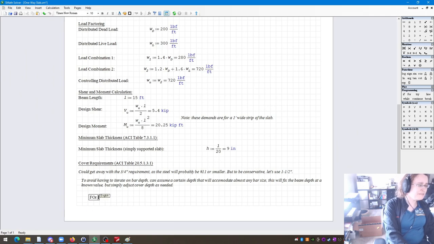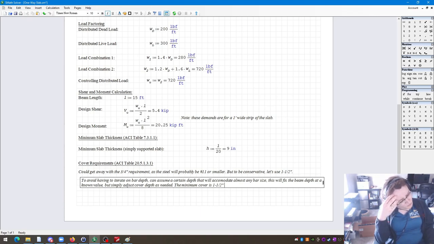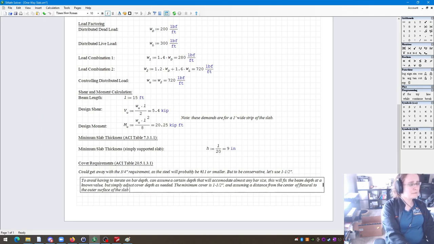So for cover, the minimum cover is 1 1/2 inch. Even that's being conservative, but you can never go wrong having more cover than is required. Well, within reason, of course. And assuming a distance from the center of the flexural steel, that is the steel that's actually carrying moment, to the outer surface of the slab of 2 1/4 inches will accommodate even the largest of bar sizes, except the number 18, which you almost never use, except in some really exotic projects, I should say.